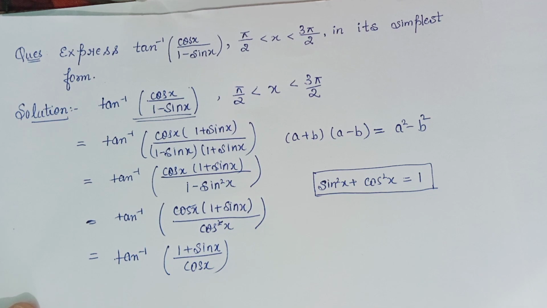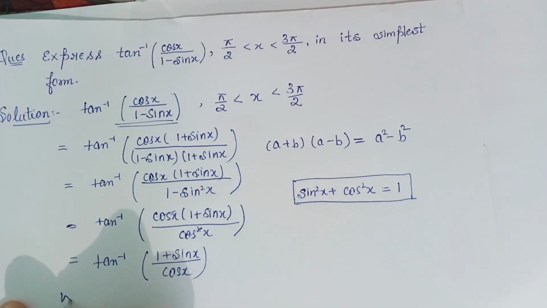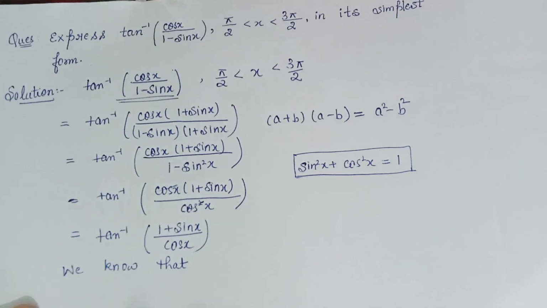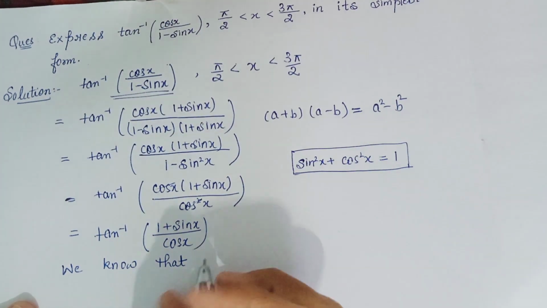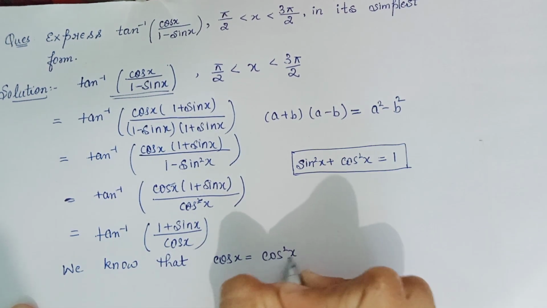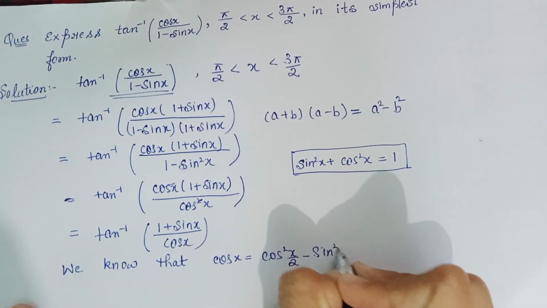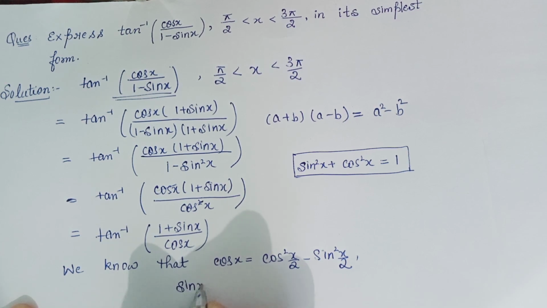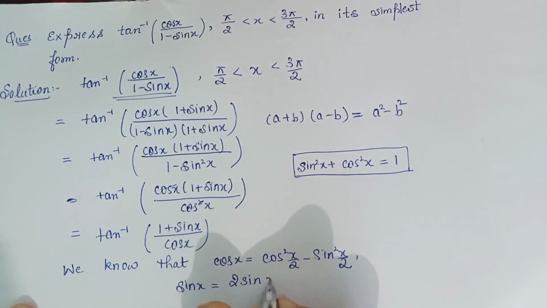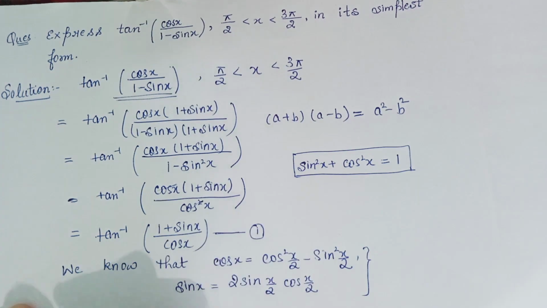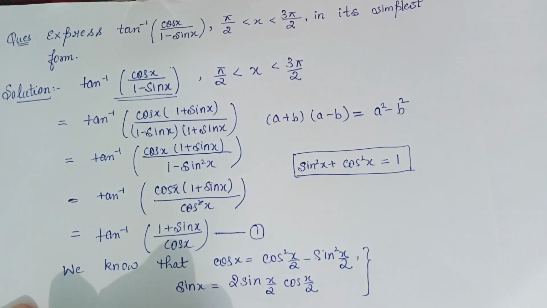Now we know that there are some formulas, that is cos x is equal to cos square x by 2 minus sin square x by 2. Also we know that sin x is equal to 2 sin x by 2 cos x by 2. So we will use these formulas in this expression 1. So it will become tan inverse.